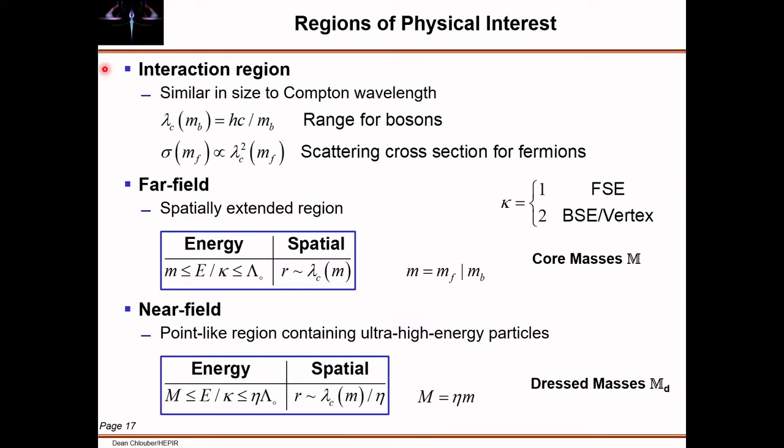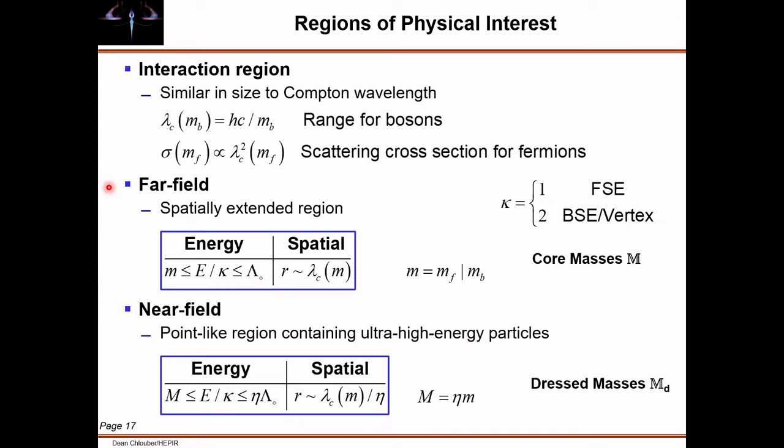For radiative processes, the interaction region is similar in size to the Compton wavelength. For example, the Compton wavelength, lambda sub c, defines the effective range for bosons in the Yukawa interaction model. And for fermions, cross-sections are proportional to lambda sub c squared in the Rutherford or Compton scattering formula, for example. Now we have two regions of physical interest, depending on whether the particles are dressed with vacuum energy or not.